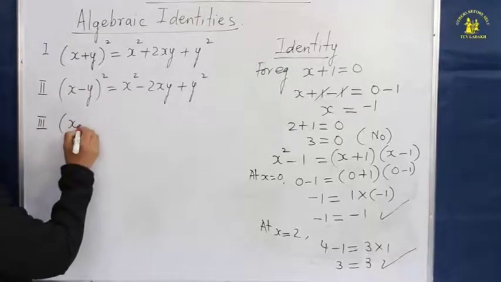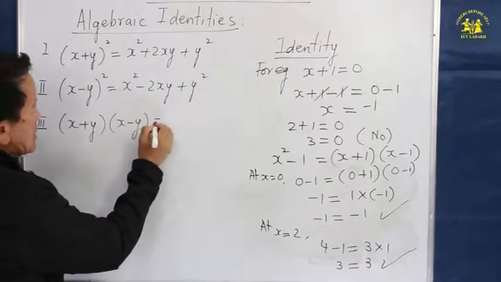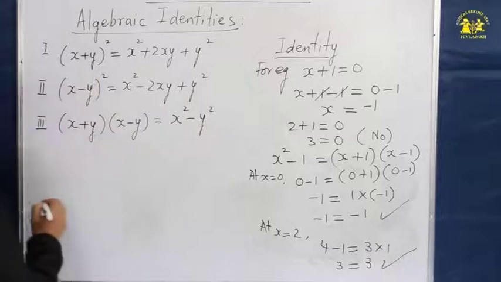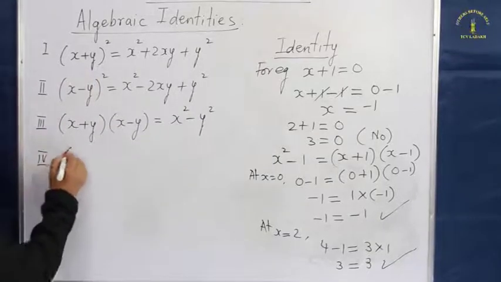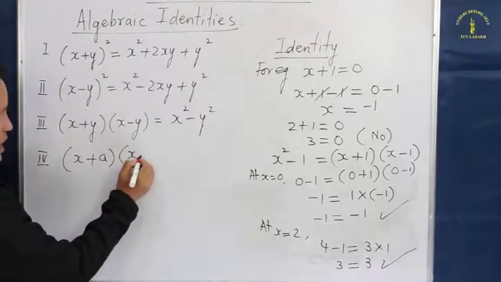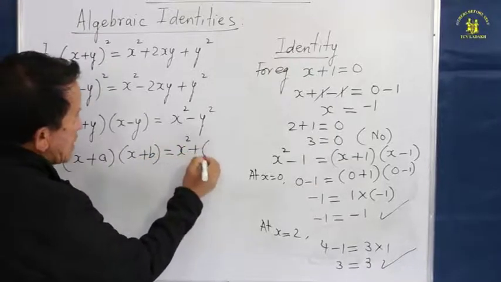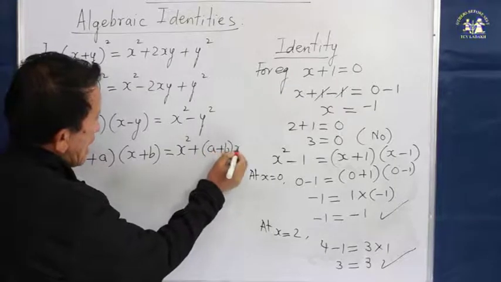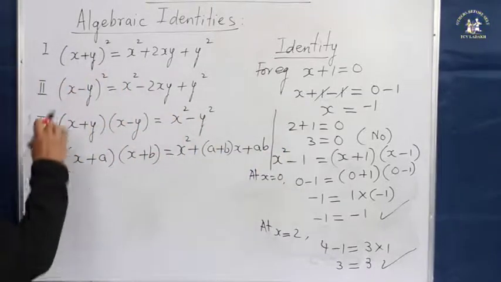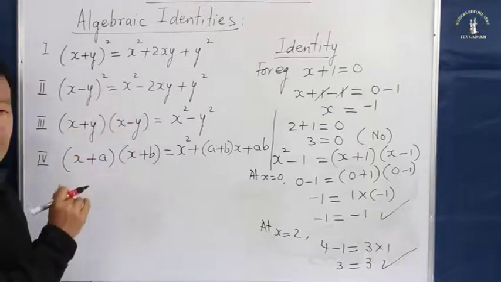Third is x plus y into x minus y is equal to x squared minus y squared. And the fourth is x plus a into x plus b, which is equal to x squared plus bracket a plus b x plus ab. Okay, so these four are the basic algebraic identities.